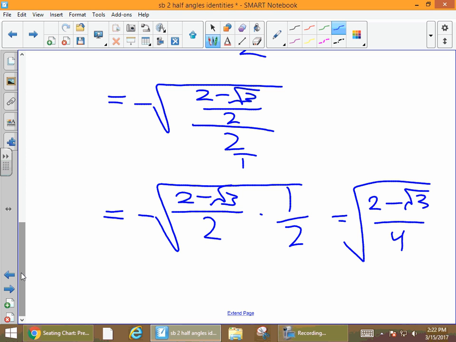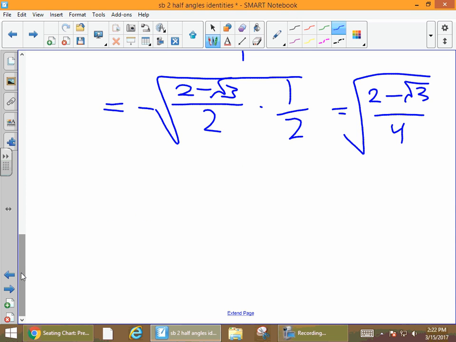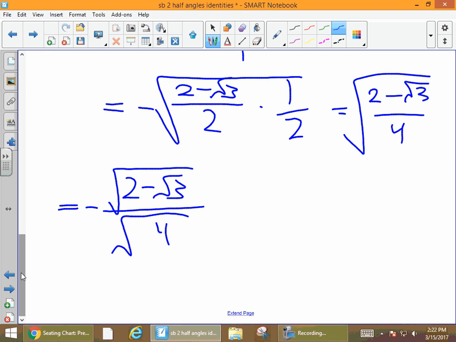2 minus radical 3 times 1. Anything multiplied by 1 is itself, so it's 2 minus radical 3. And 2 times 2 is 4. So when we multiply by fractions, we multiply straight across. Top by top, bottom by bottom. Can we simplify 2 minus radical 3 over 4? So this becomes radical 2 minus radical 3 over radical 4. We can take the square root of the top and square root of the bottom. And the square root of the denominator, we know, is going to be 2. So we have negative square root of 2 minus radical 3 divided by 2.